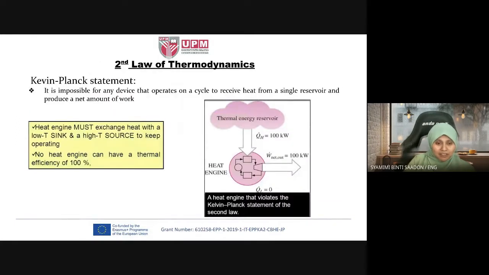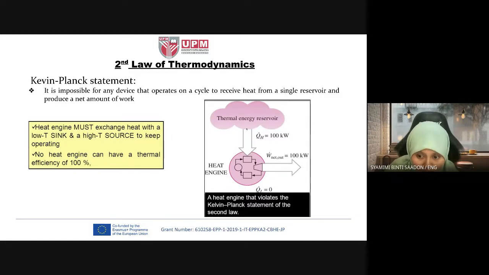All right. Second law of thermodynamics. We have the Kelvin-Planck statement for the second law. So what does this Kelvin-Planck say? It is impossible for any device that operates on a cycle to receive heat from a single reservoir and produce a net amount of work. So this is the same thing. He's trying to say that we need to reject heat to a lower temperature reservoir. You cannot just receive heat and then produce work like this.